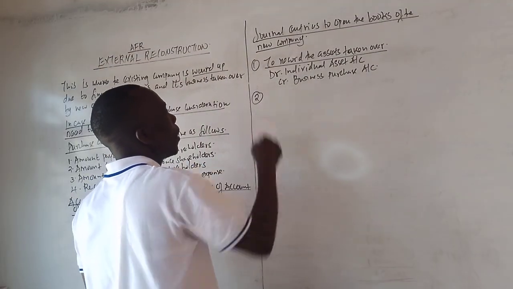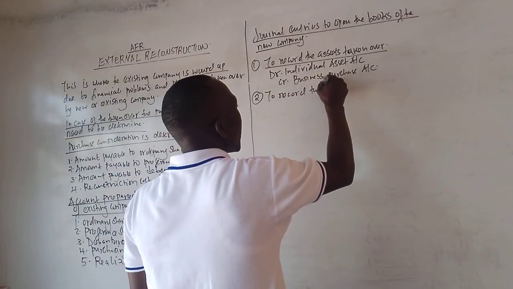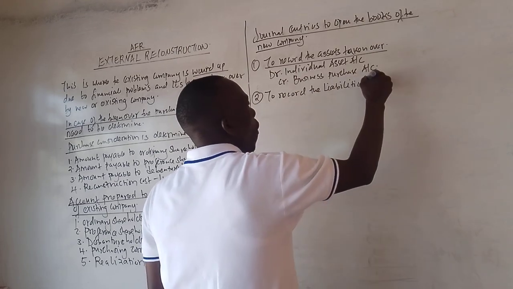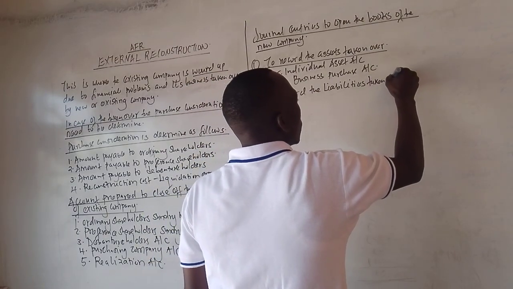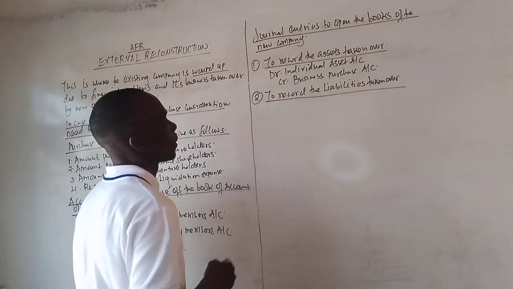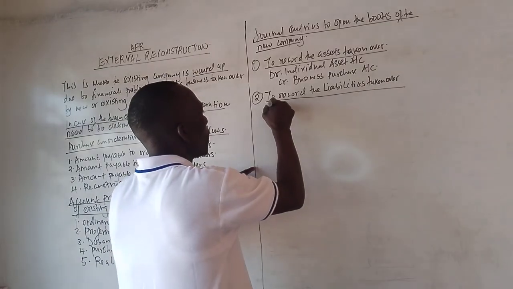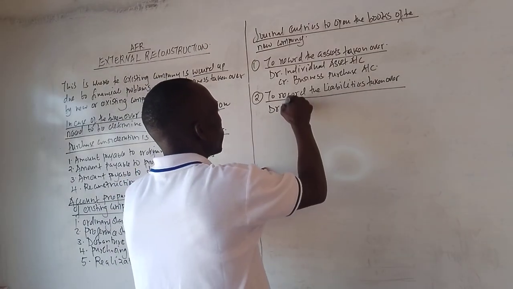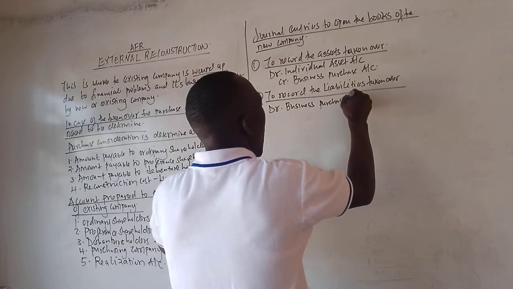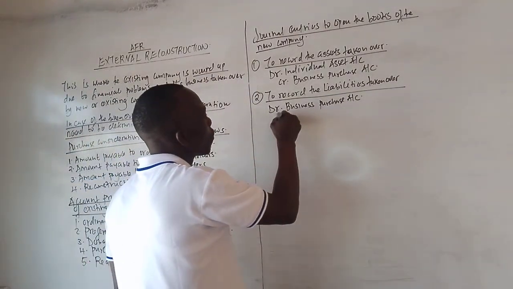Then the next entry will be to record the liabilities taken over. When you are recording these liabilities taken over, it is the opposite of the asset. So you are going to debit the business purchase account as you credit.